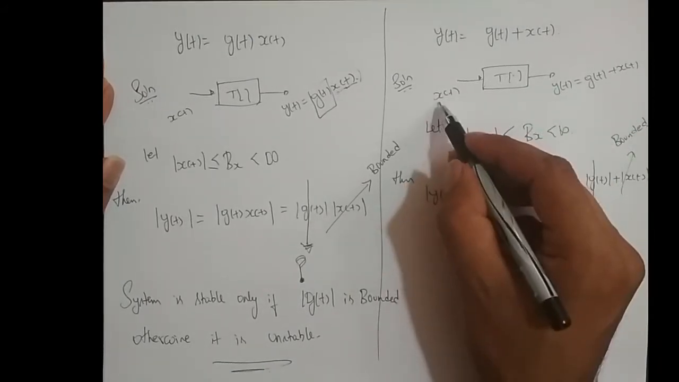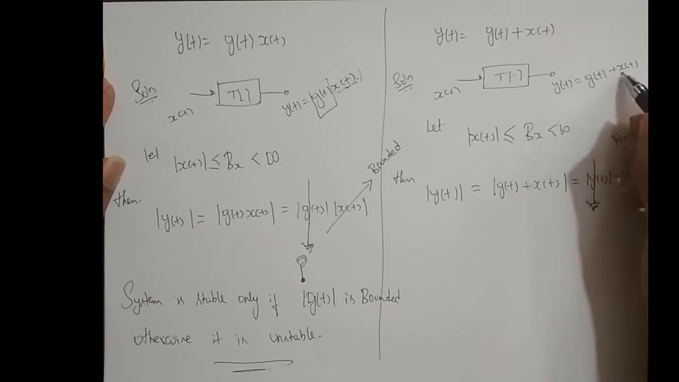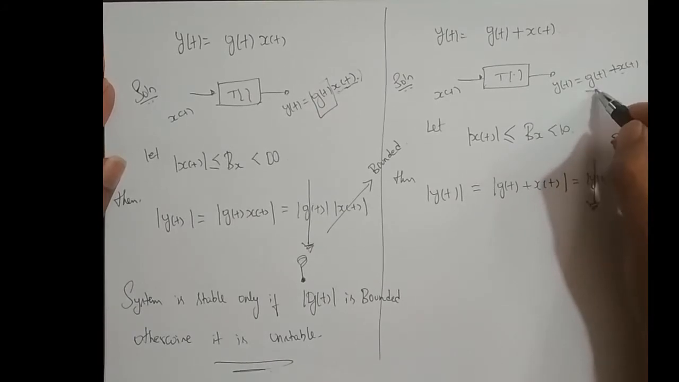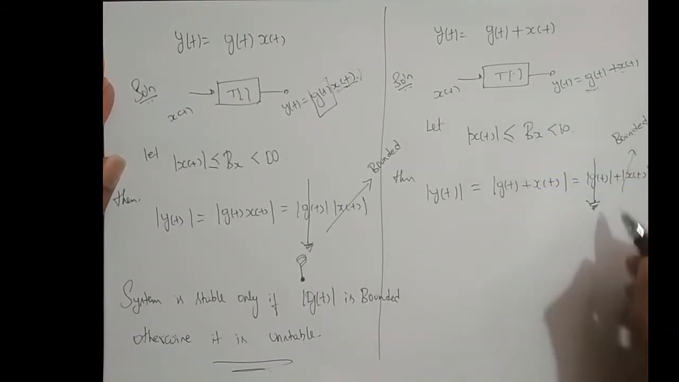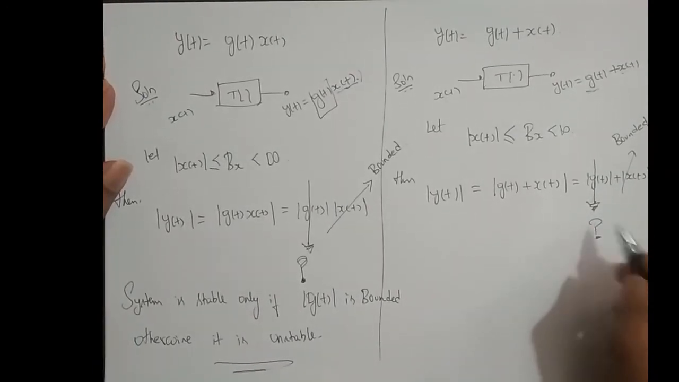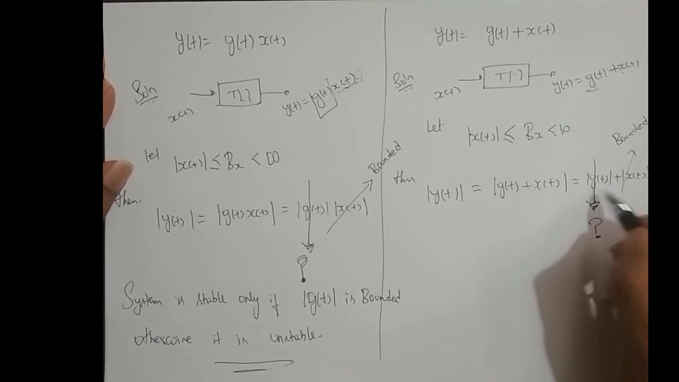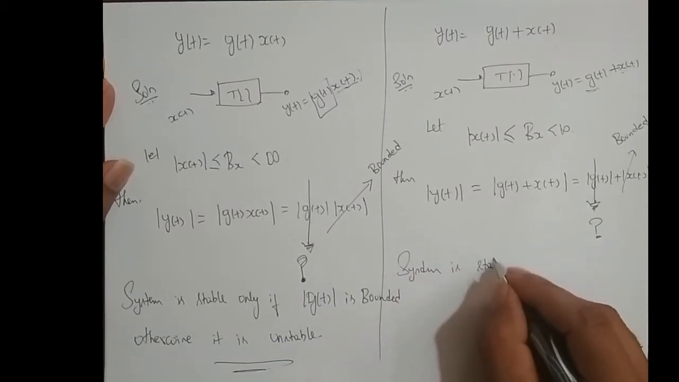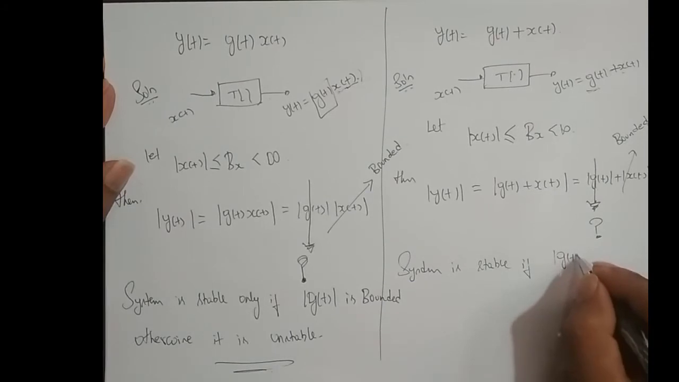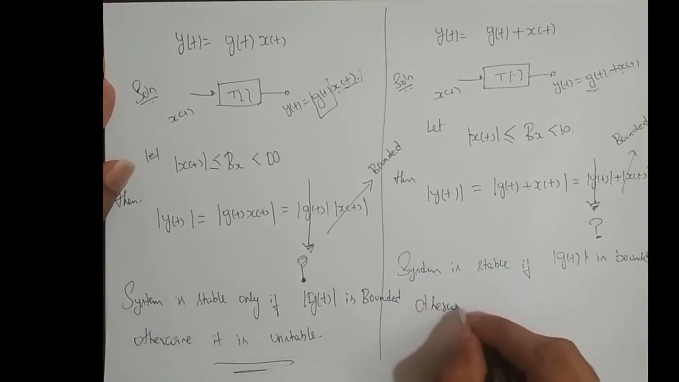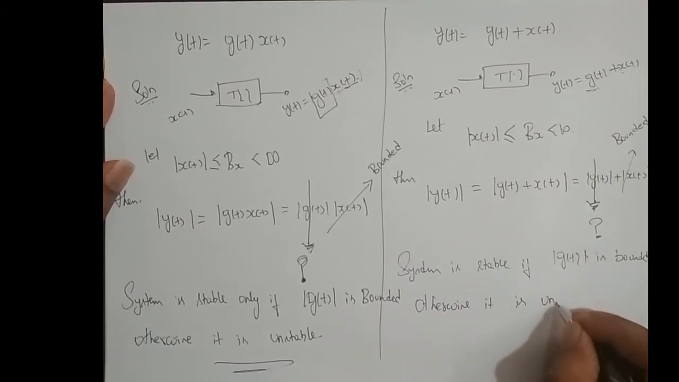Before that, what is the system doing? If I feed bounded input, what is the output? That bounded input signal gets added with the g of t. And what kind of signal is g of t? We don't know. Therefore, the stability of the system depends upon what g of t is. Same as this, right? System is stable if magnitude of g of t is bounded. Otherwise it is unstable.